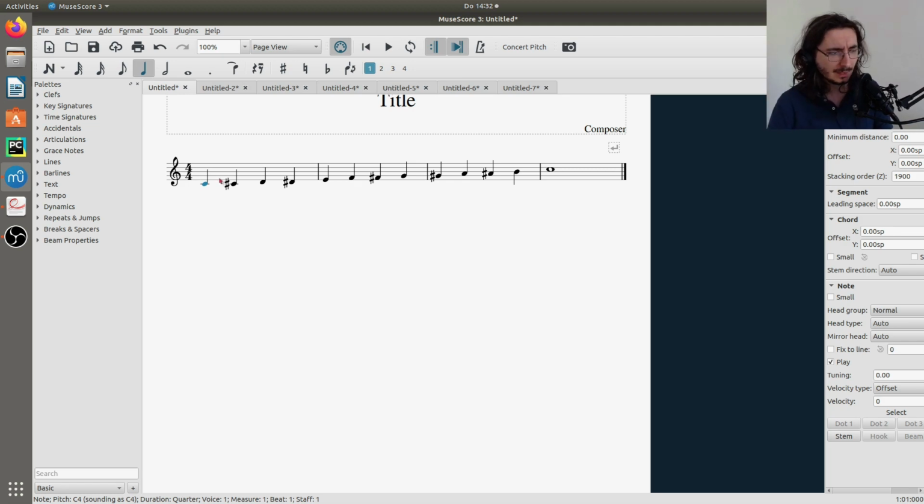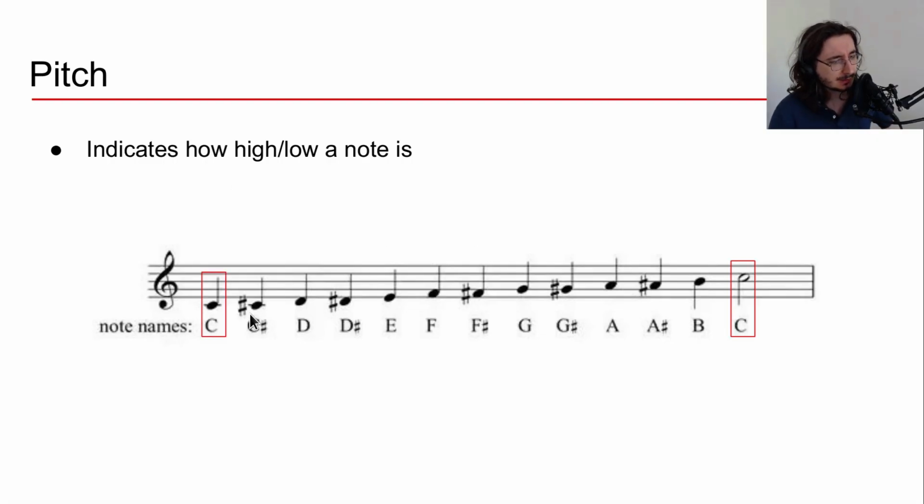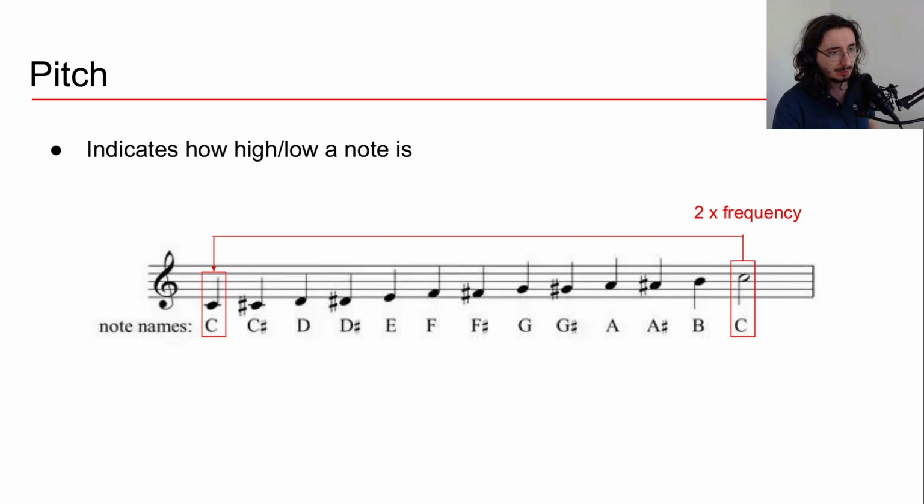Good. As you can see here, while I move up on the staff, the pitches go up as well. Now, you might notice that we have two C notes here. One is notated down here and the other one here at the end. But what's the relationship between these two notes? They're definitely not the same, but they somehow resemble one another. It turns out that the second C has twice the frequency of the first C down here, and this is called an octave.